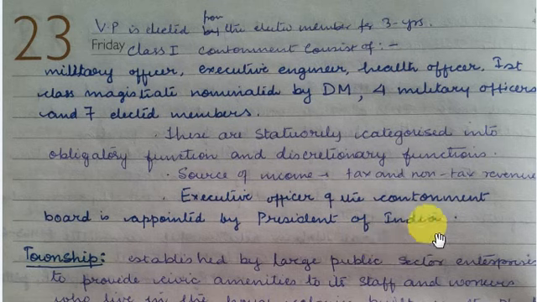And the executive officer of the cantonment board is appointed by the president of India. This is important, because the majority of the execution work is done by him, and even the president of the board is a nominated member here. So the executive officer of the cantonment board is directly appointed by the president of India.